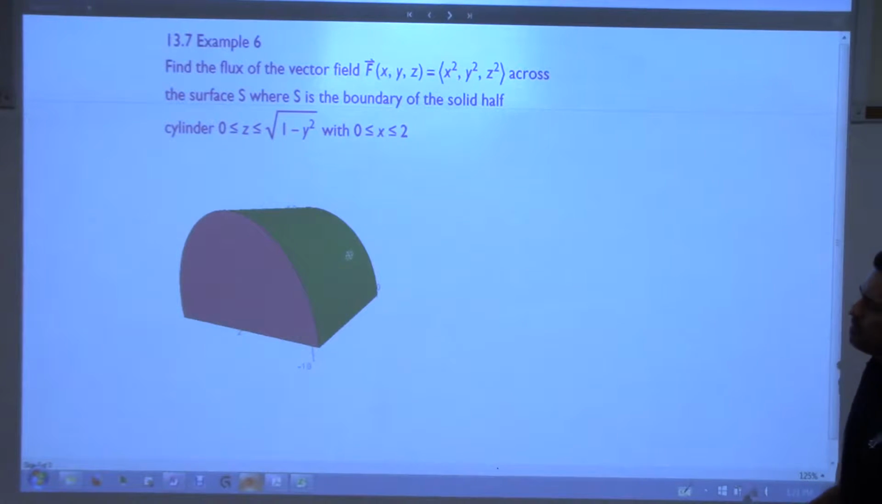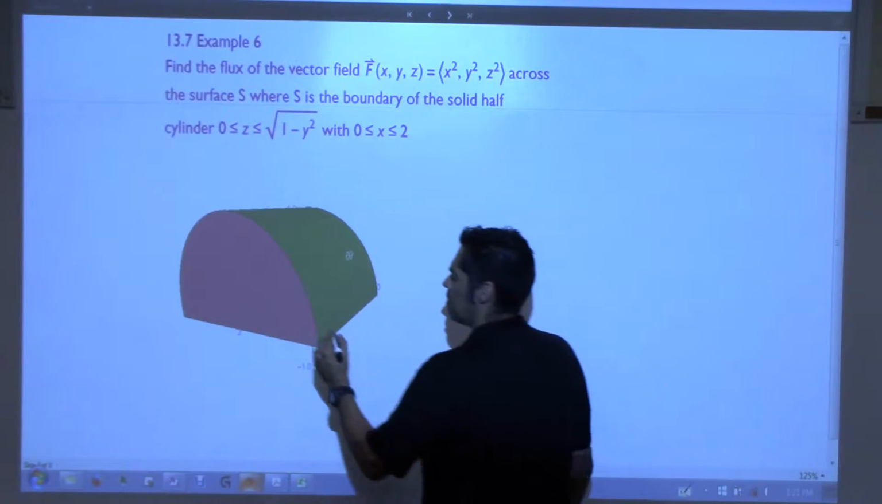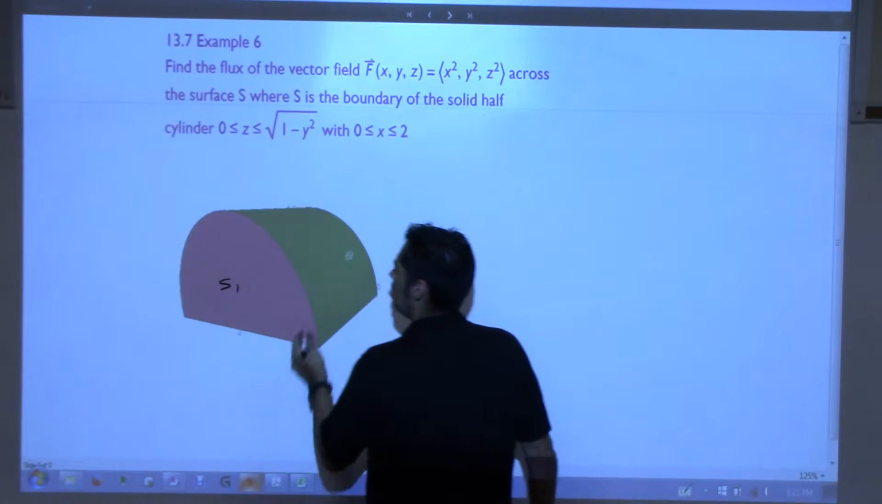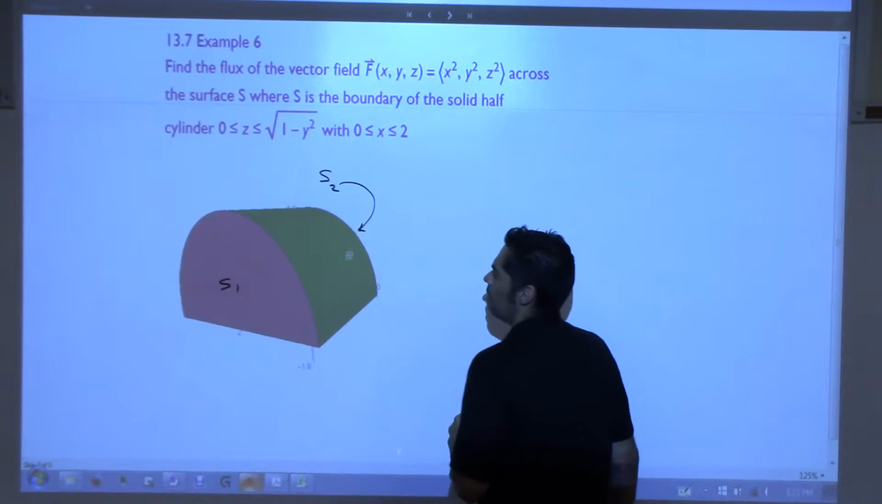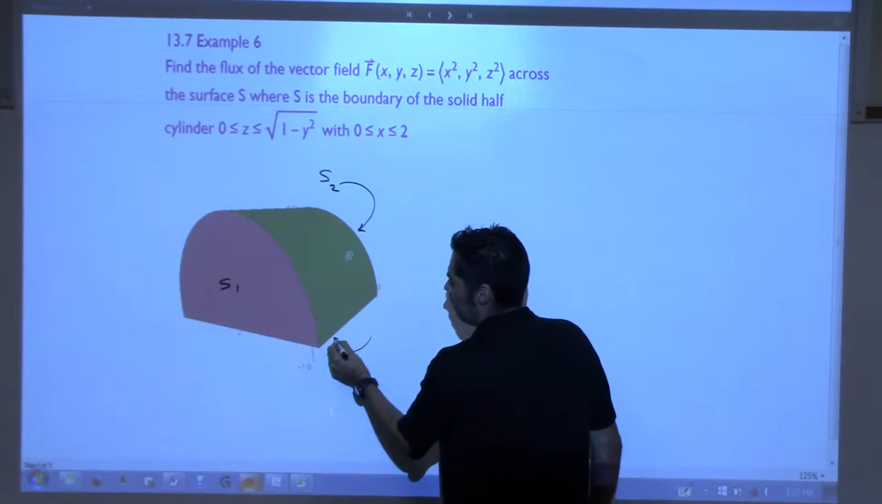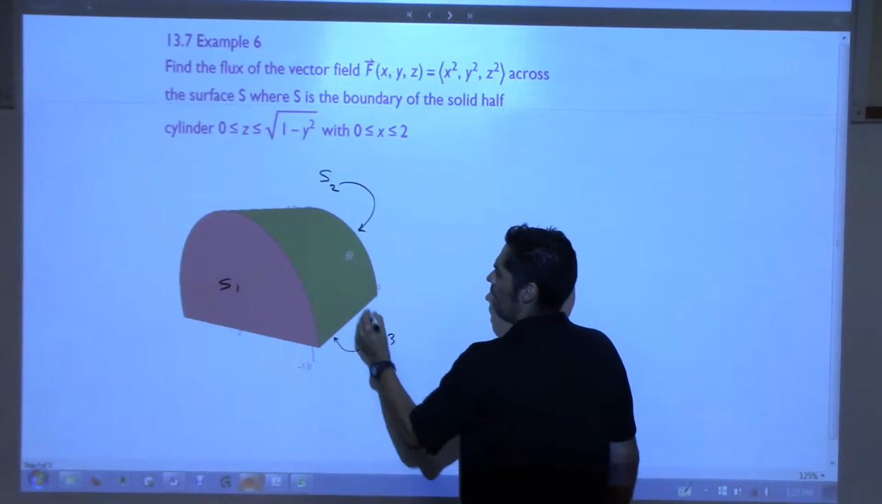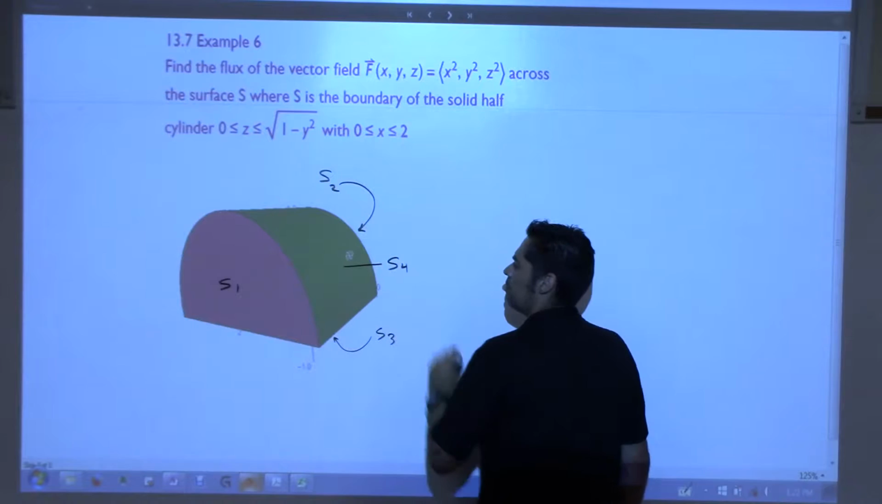So let's label these surfaces. I'm going to call this one right here S1. The one in the back side there, let's call that S2. How about the one that's underneath right there, S3? And this one right here, let's call it S4. That sound good to you?